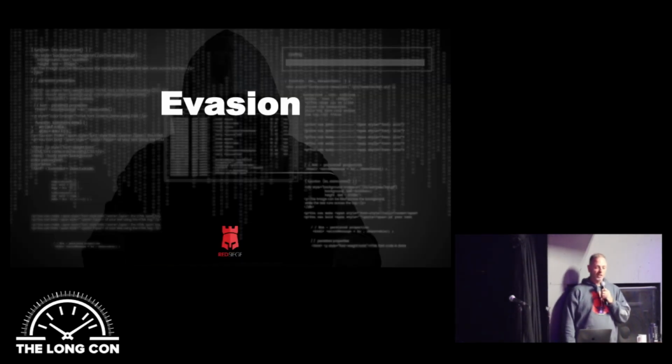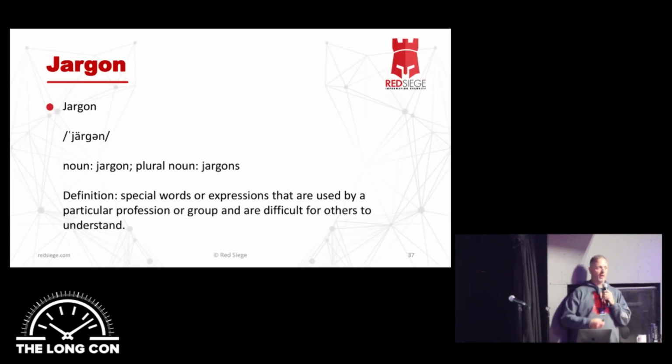But let's talk a little bit more about evasion. Jargon is special words or expressions that are used by particular people. Like all of the various acronyms that Richard just talked about in his last talk, those would be examples of jargon. It means a lot to people who know SSO, and to people who know nothing, like IDP what, OIDC what, I don't know, that's jargon.